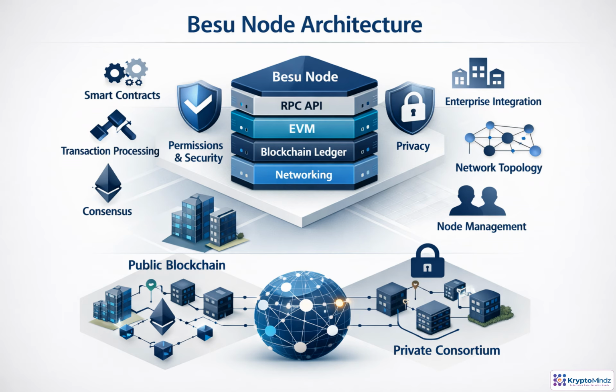We're moving from blockchain fundamentals into Besu architecture. A Besu node is the execution engine that processes transactions, runs smart contracts, stores ledger state, and connects to public or enterprise networks. This foundation will frame everything that follows.